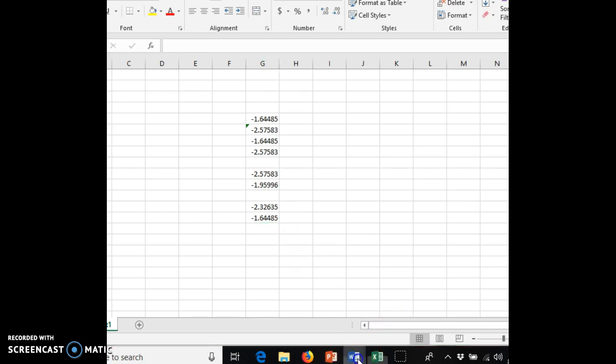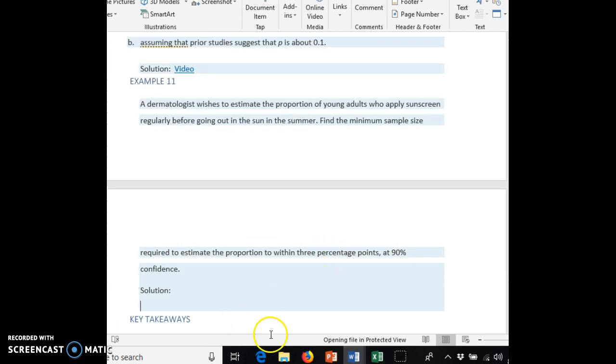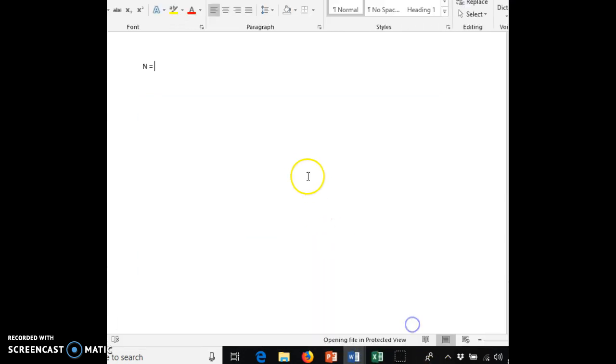All right, so using that as our Z, we're going to have 1.645 squared. We did not know anything about our proportion, so we'll use 0.5 and then 1 minus 0.5. And then divided by, we wanted it within 3 percentage points, so our E is 0.03 squared. All right, and let's put that into our calculator.